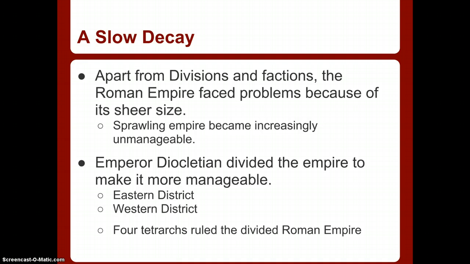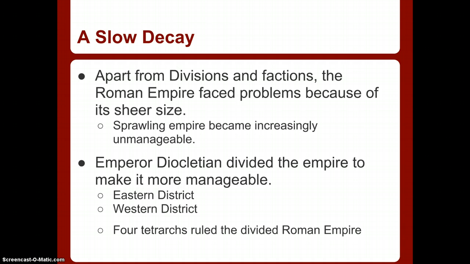Now, one of the things that Rome had against it, and going for it at the same time, was its sheer size. The Roman Empire was huge. It was one of the largest empires that existed in world history. And as this empire became so large, it became increasingly unmanageable, and so there are a lot of administrative problems that arise because of that.